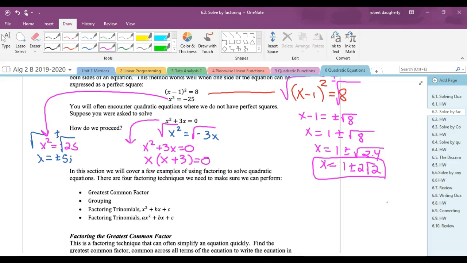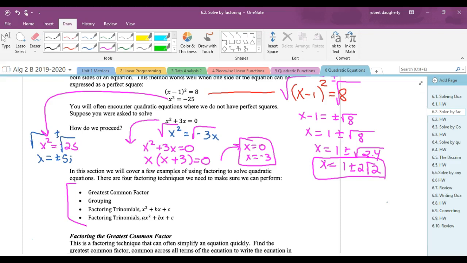Two things that are multiplied and give me 0. What do you know about two things multiplying to give you 0? Yeah, one of those things has to be 0. There's no other way around it. So once I can get it in factored form set equal to 0, I know that x equals 0 or x equal negative 3. Those are the two solutions here. So it was easier to solve this equation by factoring than it is by taking the square roots of both sides.